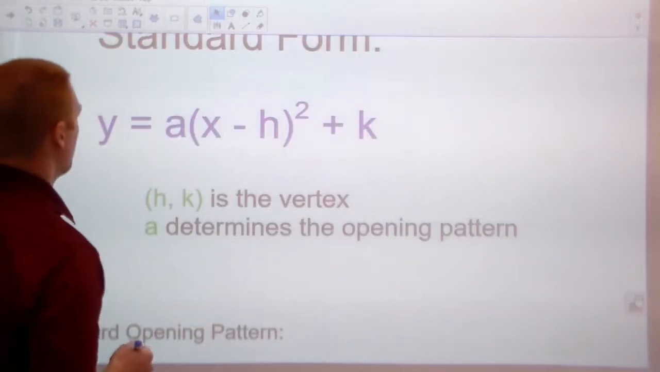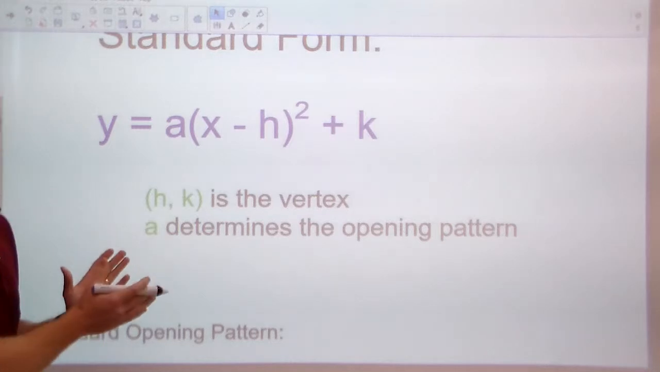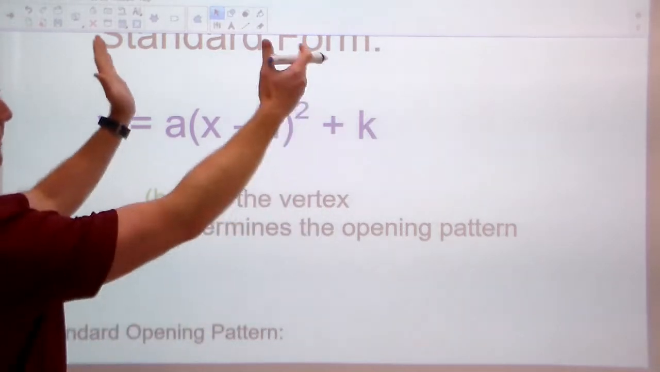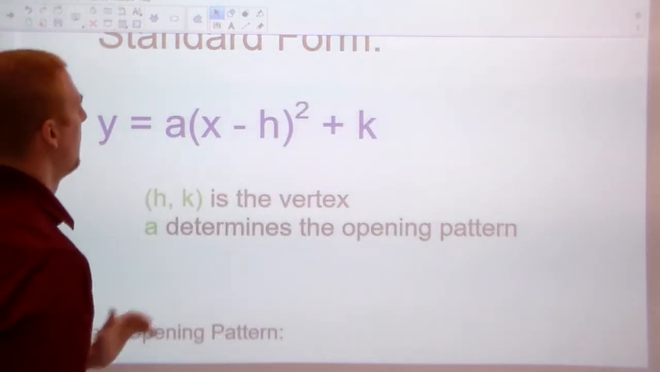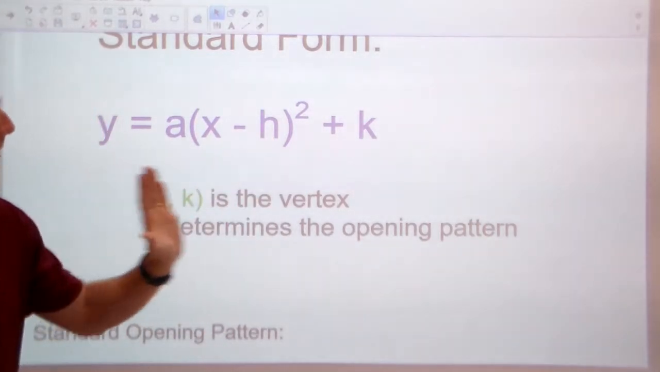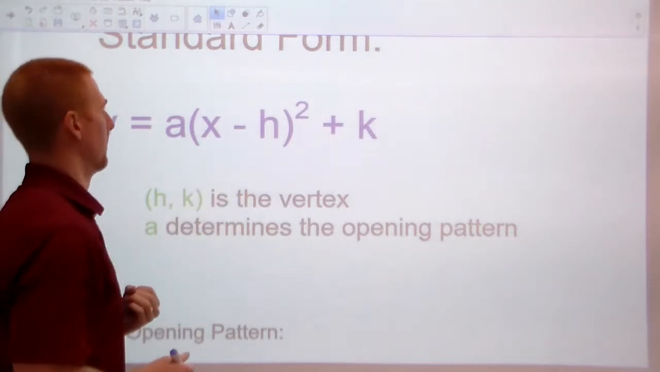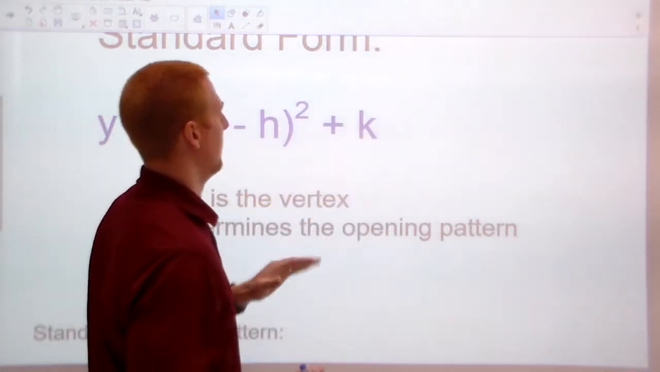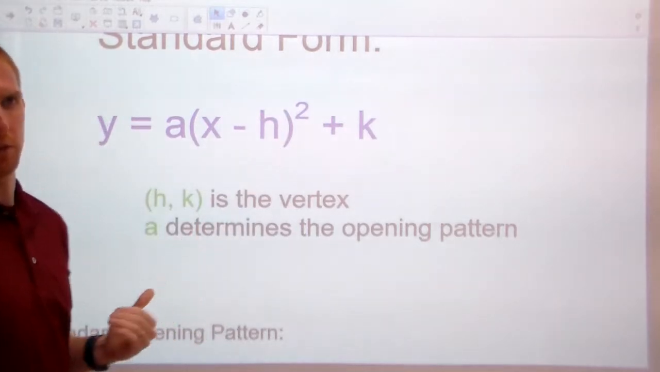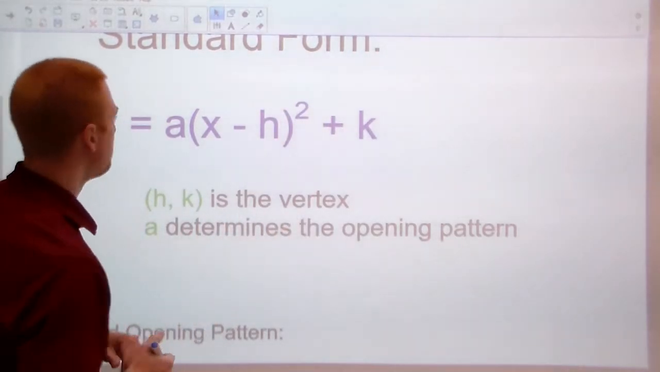So when you see the standard form, you've got a number out front that's going to impact your opening pattern. If that's positive, you're opening up. If it's negative, you're opening down. And the number in here with x is going to impact how far left or right your vertex is moving, always opposite of the sign that's in there with it. And whatever's at the end, that's how far up or down your vertex is going to move to begin the graph. And that just states that down below.